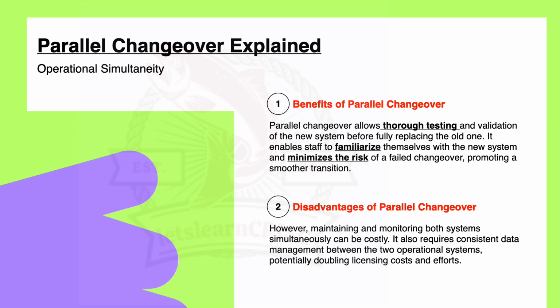So in simple terms, parallel changeover is like running the old and the new system side by side for a while. It has advantages like thorough testing and risk reduction, but it also comes with challenges like increased cost and the need for careful data management, right? So it is a cautious approach to ensure a smooth transition without major disruption, right?